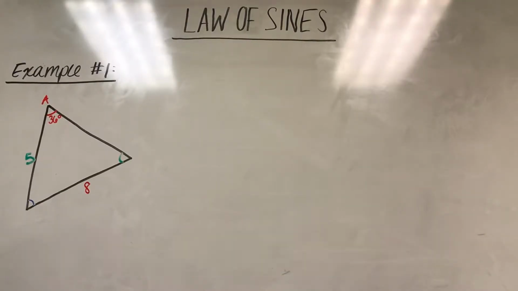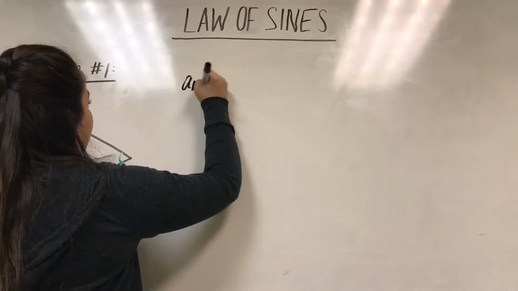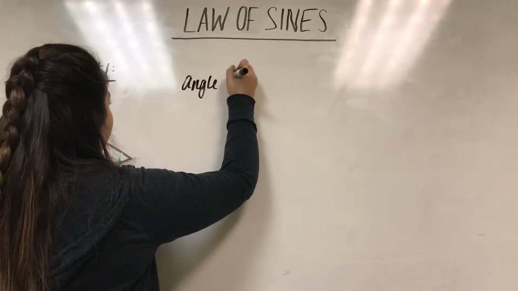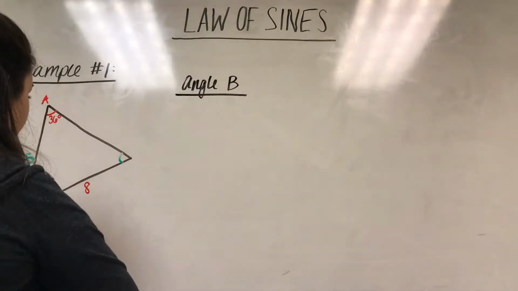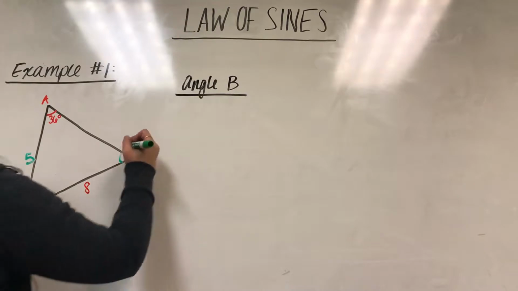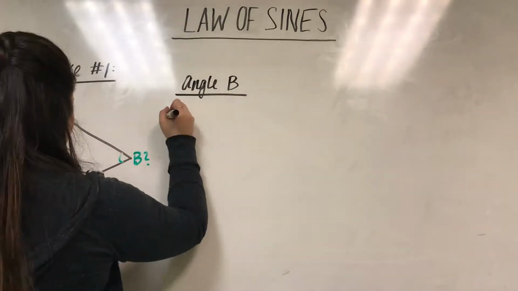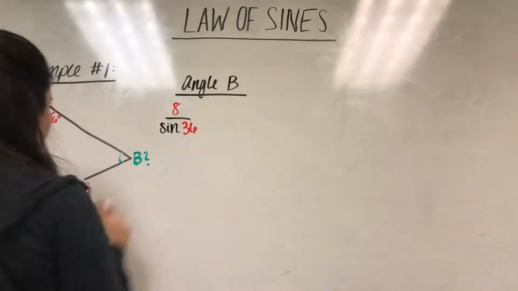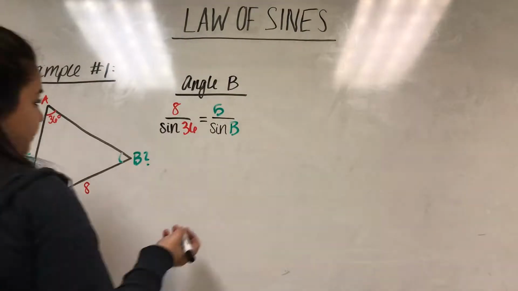For this, we have to use the law of sines to solve the triangle. If two solutions exist, we have to find both. We are given that angle A equals 36 degrees, side a equals 8, and side b equals 5. The first thing that we're going to do is solve for angle B. For this, we're going to use the law of sines. So it would be 8 over sine 36 equals 5 over sine B.